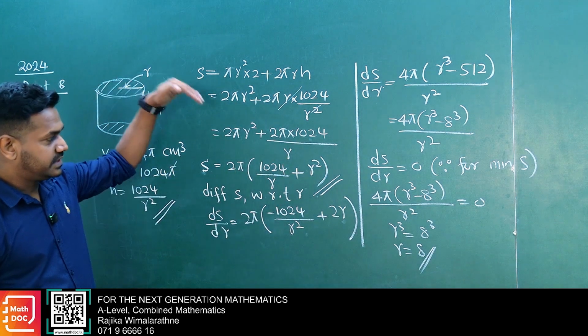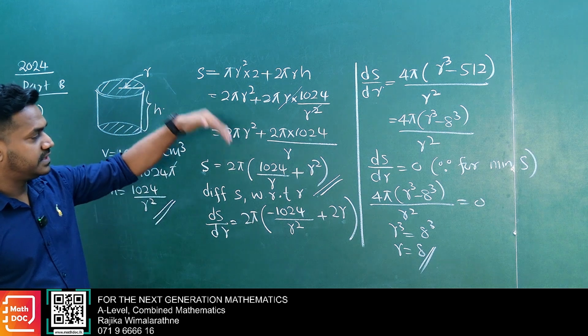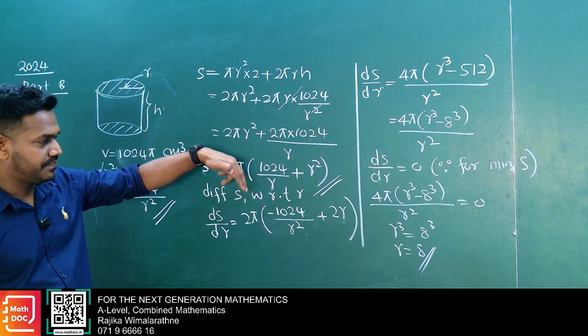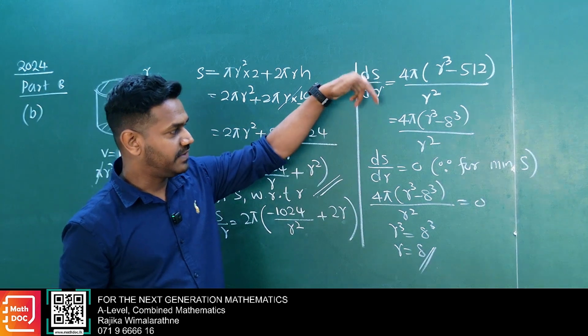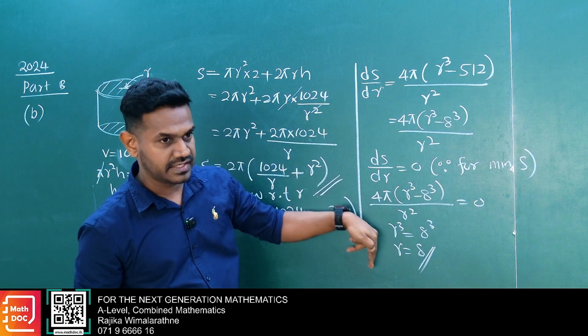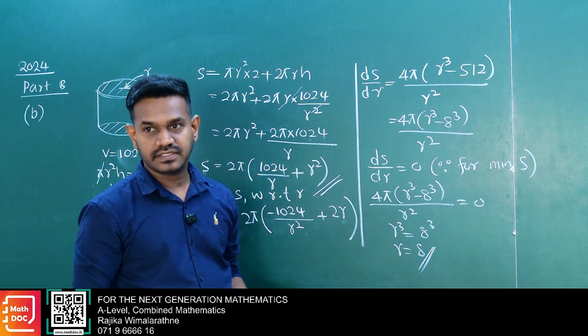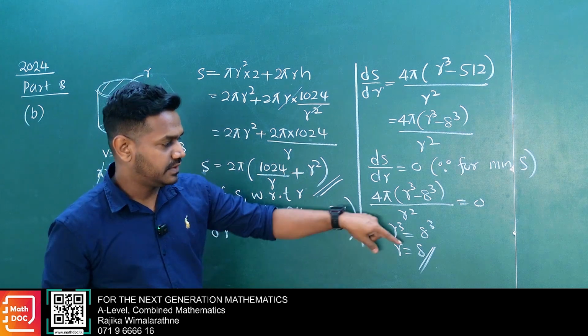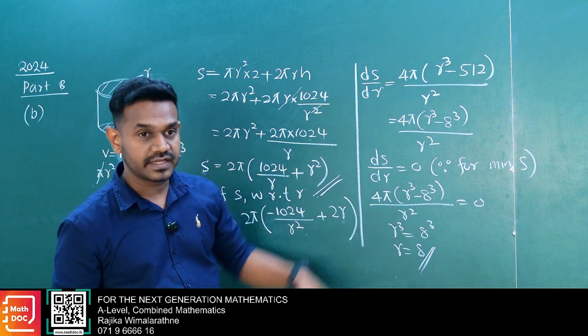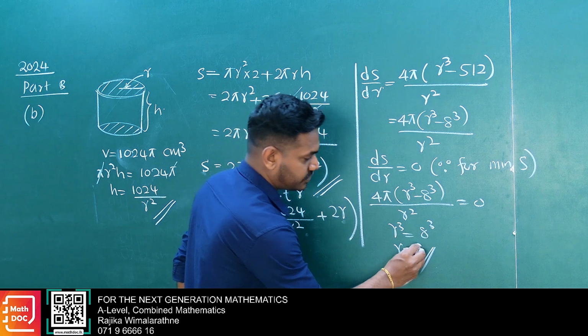You obtain the function, convert into a single variable, differentiate, simplify and equate to 0, find the value. Okay, that's the procedure. Thereafter you check the sign of the function close to r equal 8.